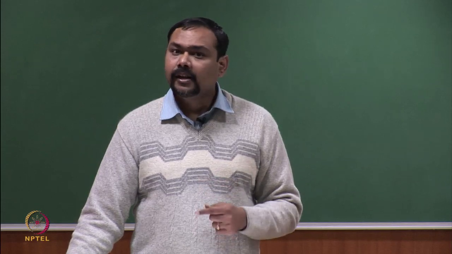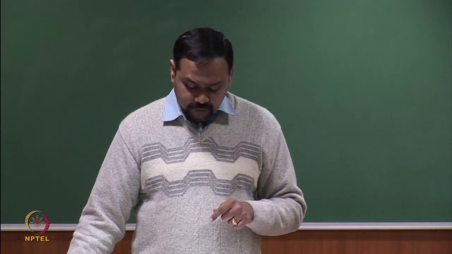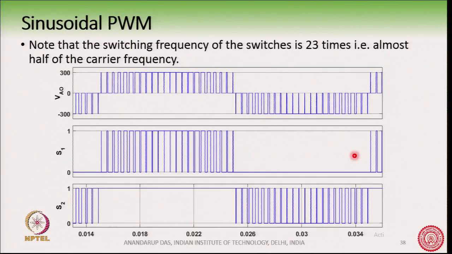But here the carrier frequency is 45 times, however, the switch S1, for example, is switching only 23 times, that is half. So, this is the advantage: we have a switch, the voltage rating of switch S1 is half the DC link, and it is also switching at almost half the carrier frequency, right. So, you see the advantage of S1.